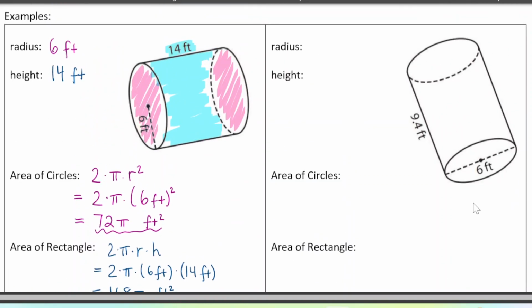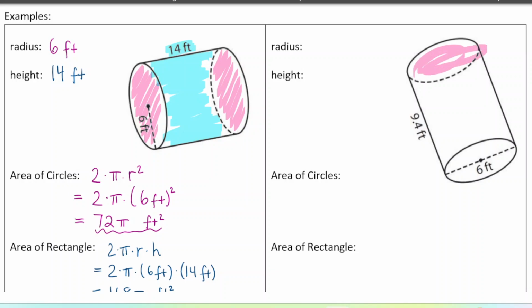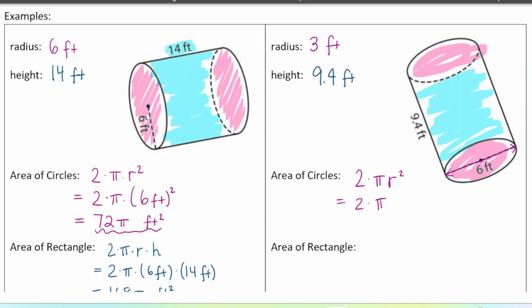Okay, let's do this one. This time we have our 2 circles again, and we have a rectangle that would be in between. The radius of the circles is not given. We're told what the diameter is this time, but the radius would be half of that, so 3 feet. And the height would be 9.4 feet. So the area of the two circles is going to be 2 times pi r squared. So 2 times pi times 3 feet squared. 2 times 3 squared is 18. So the area of the two circles is 18 pi.